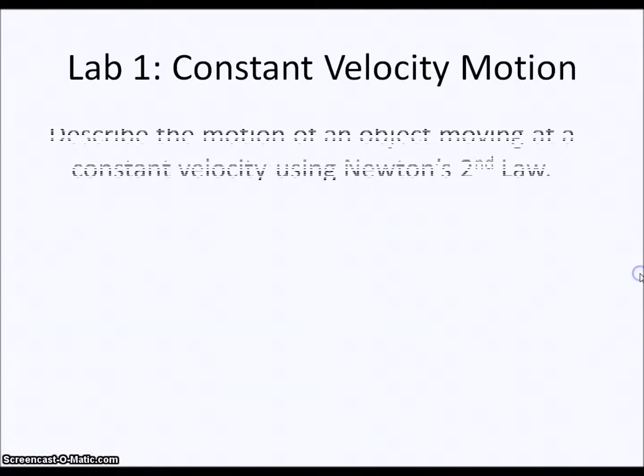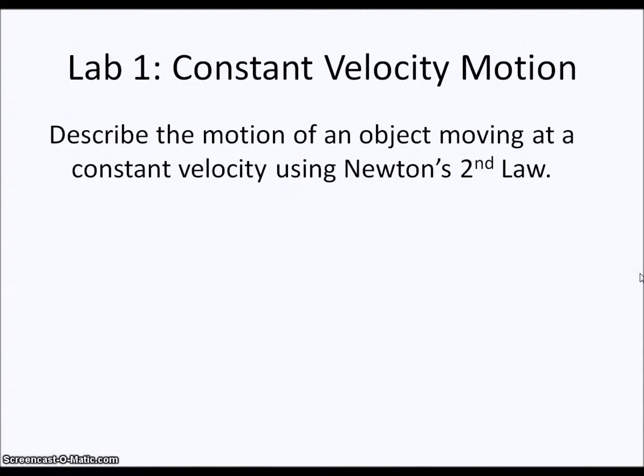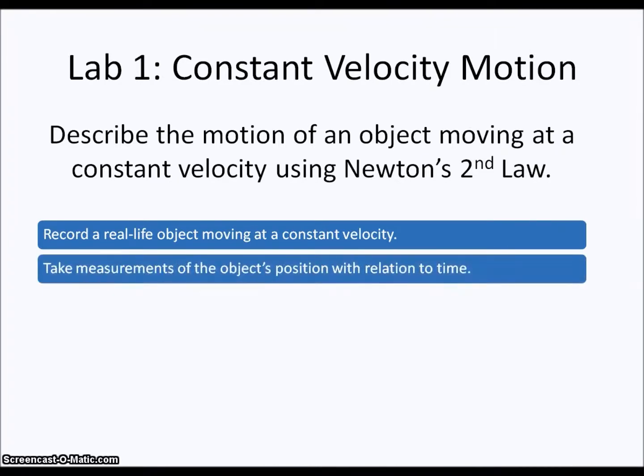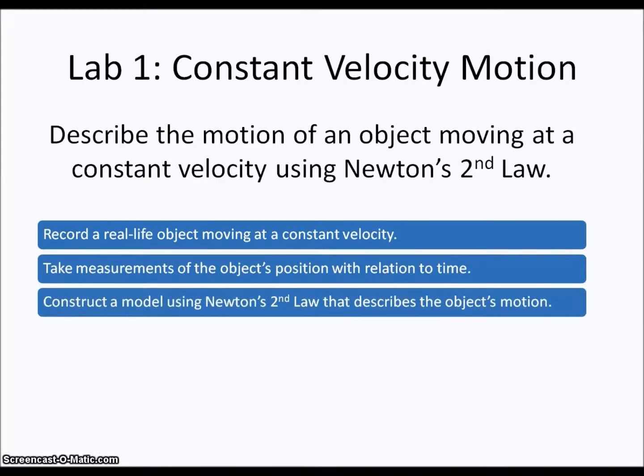The purpose of this lab is to describe the motion of an object moving at a constant velocity using Newton's second law. To do this, first I use a video camera to record a real-life object moving at a constant velocity. Using Tracker, I take measurements of the object's position with relation to time. I use the initial conditions from the data gathered to construct a model using Newton's second law that should describe the object's motion.